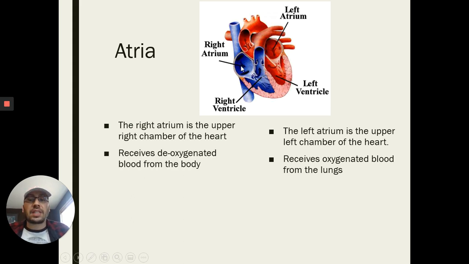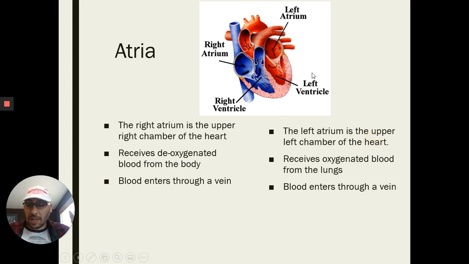The right atrium receives deoxygenated blood from the body. It's blue to signify that there's carbon dioxide or there's no oxygen in it. The left atrium, the blood enters through a vein. This is pretty important. And on the right atrium, the blood also enters through a vein. So keep that in the back of your mind when we start talking about veins. The blood always enters the heart through a vein, whether it's coming from our big toe or whether it's coming from the lungs, it enters through a vein.